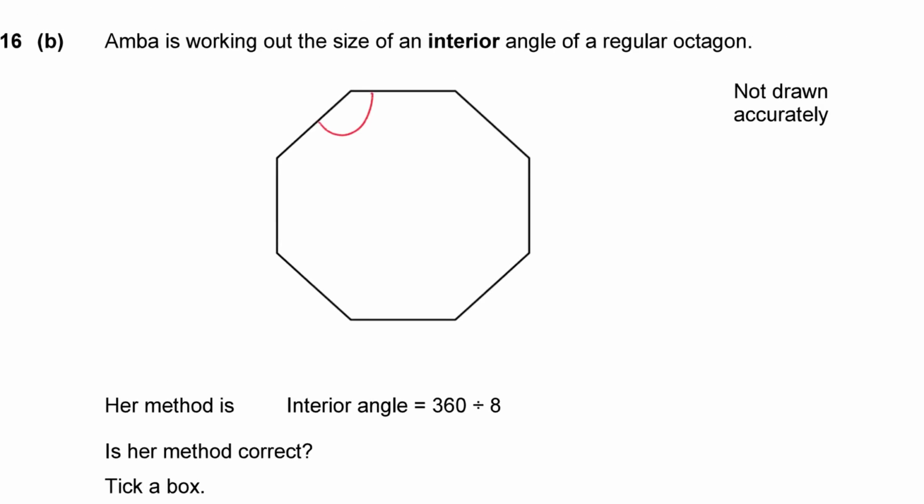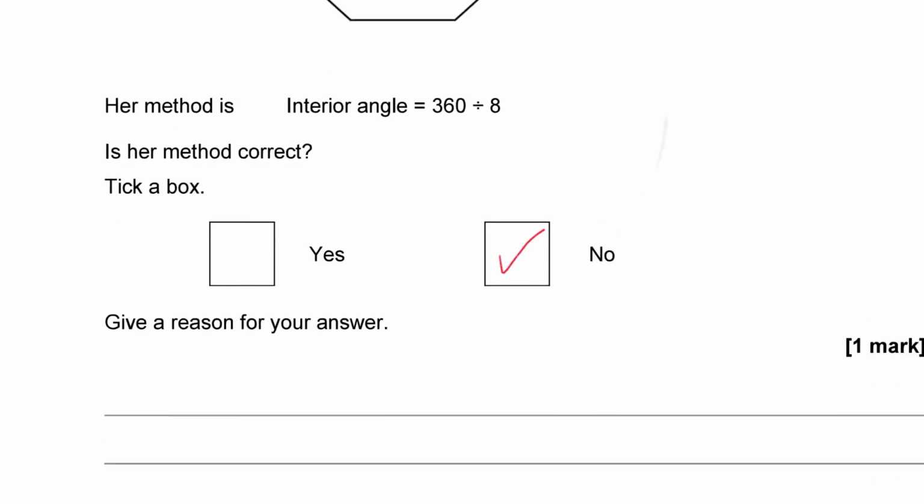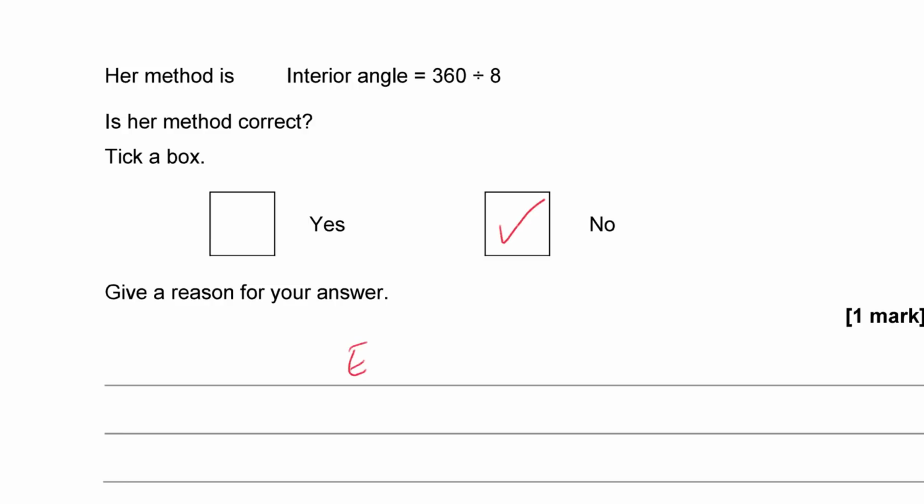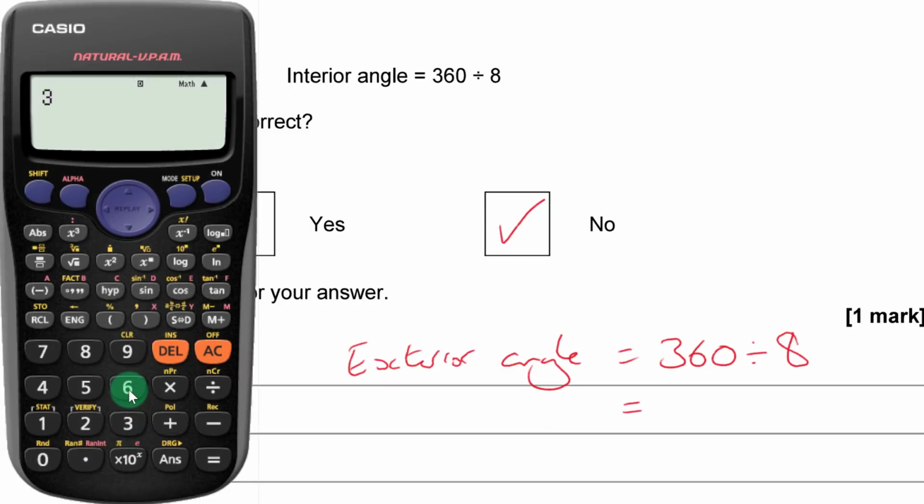360 divided by 8 is a useful formula, but it's not for finding the interior. It's for finding the exterior angle. So exterior angles are 360 divided by n, where n is the number of sides. If I divide 360 by 8, what do I get? 360 divided by 8 gives me 45.